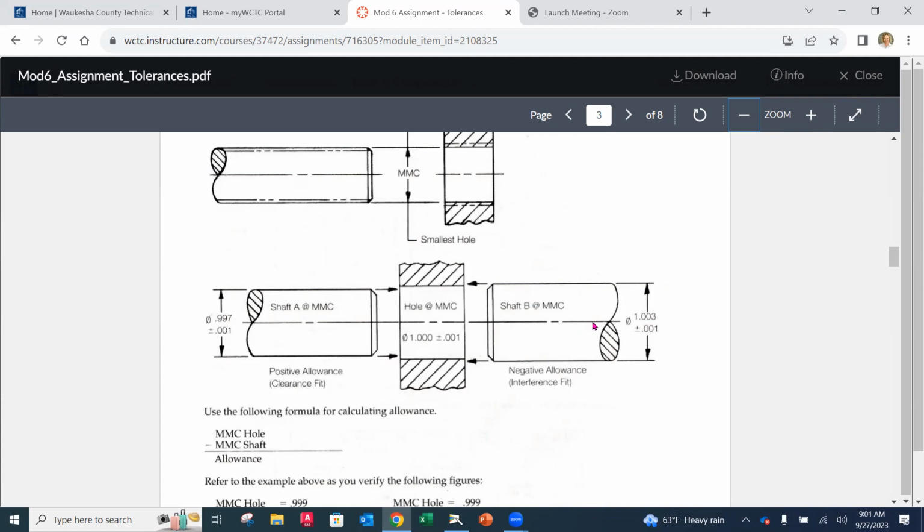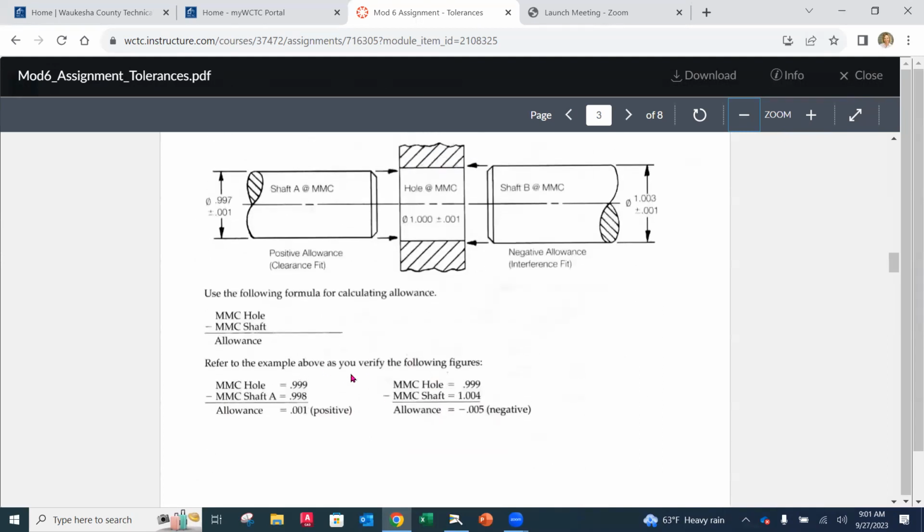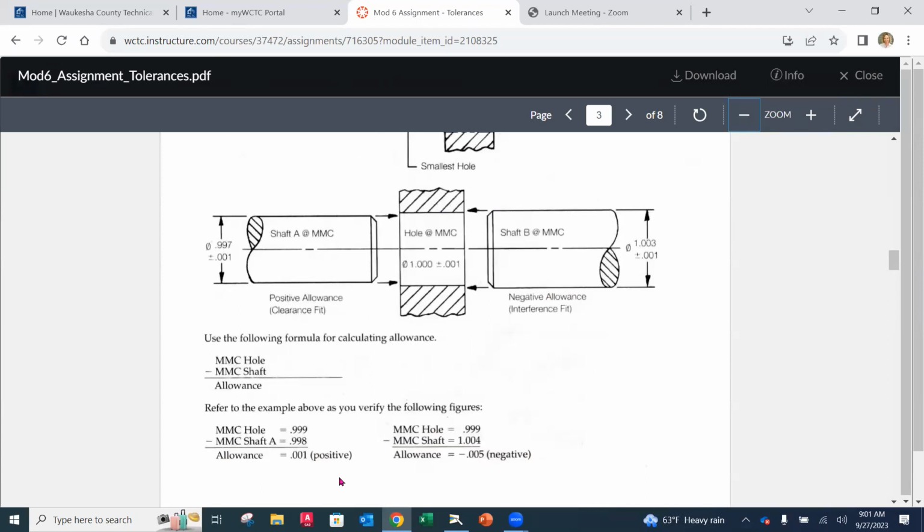Okay. So down here, they use the limits of the shaft and the limits of the hole to calculate either one of those. And we'll notice that when we take the MMC of our hole, smallest hole, minus the MMC of the pin or the shaft, largest shaft, in the first case here on the left-hand side, we have a positive 1,000. That means that there is a gap. There is clearance there. And when I put these together, no problem. They're going to go together freely.